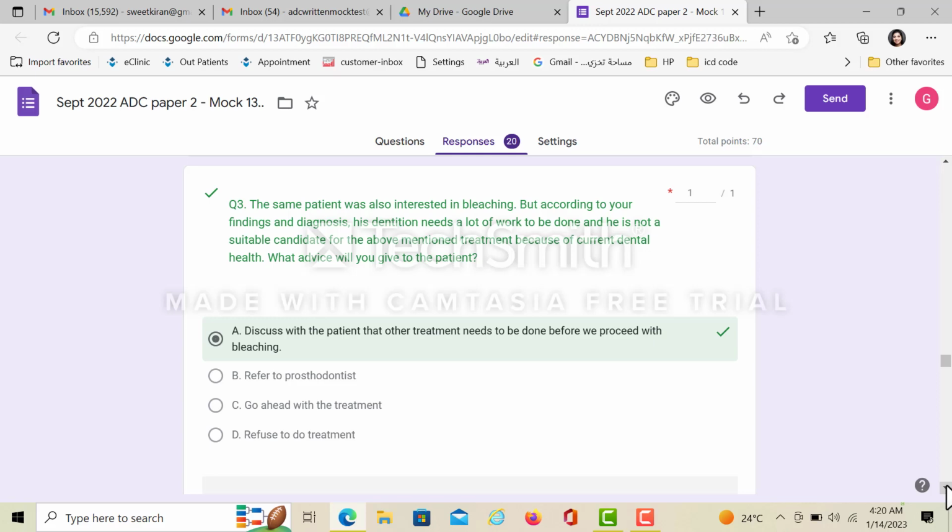Refer to prosthodontist. The question is not mentioning what other dental work. Probably it must be just cleaning and polishing, you know. That you can do. For that, you don't have to refer to a prostho. Go ahead with the treatment. You cannot do bleaching if you know a lot of calculus or some cavity is present. So you have to finish all that before you go with that treatment. Refuse to do the treatment. Why do you want to refuse when the option of discussing with the patient is there?